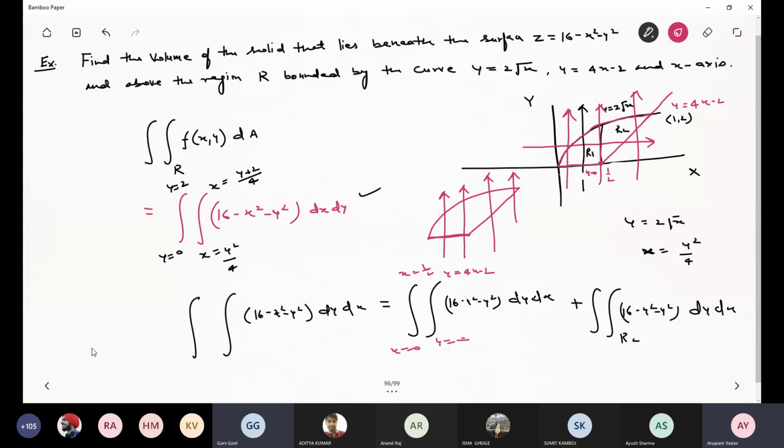ये R1 के लिए हो गया, और R2 के लिए आप जब लिखोगे, ये start होगा y equals to 4x minus 2. नहीं, ये गलत लिखा है मैंने, ये y equal to 0 to y equals to √2 x. नहीं, y equals to 4x minus 2 to y equals to 2√x, and x will be 1/2 to x equals to 1. ये limits हो जाएंगी. आपको जो सिखाया है मैंने, how to choose limits, आप उस पर focus करो. इस region को draw कर लो, the way I have explained, उसी तरीके से आप limit रखो.